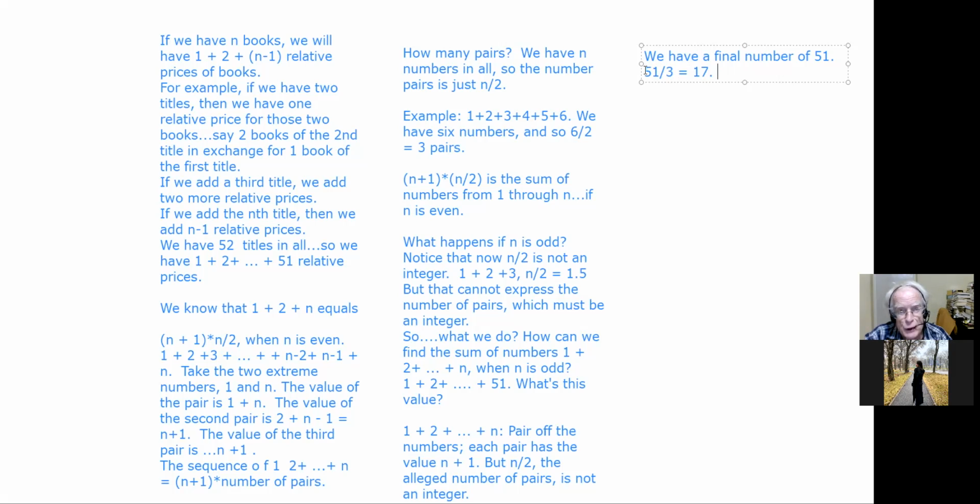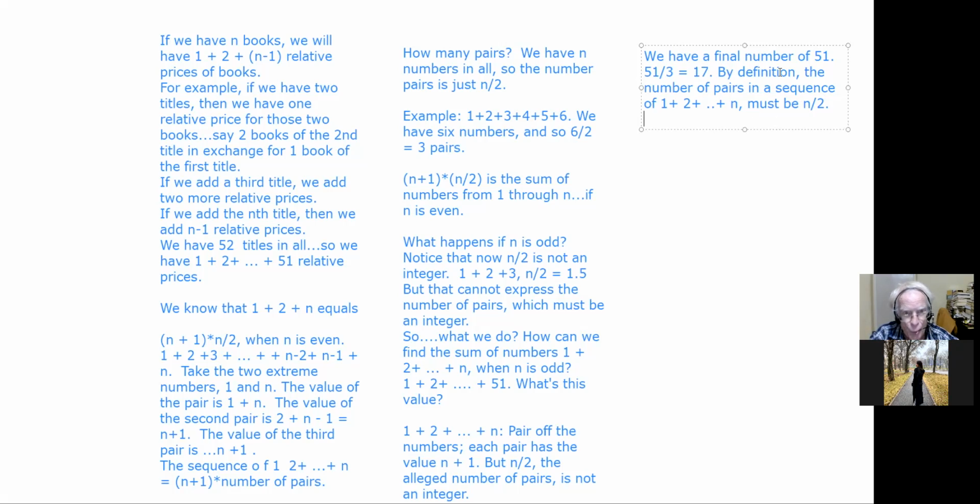However, although we now have an integer, we don't have the number of pairs. By definition, the number of pairs in a sequence of 1 plus 2 plus all the way up to n must be n over 2. There's no way around that. But you have the right idea in mind. You're looking for a way of expressing the pairs as an integer.